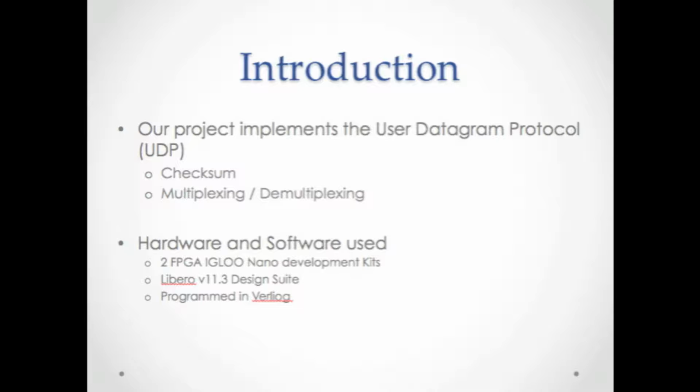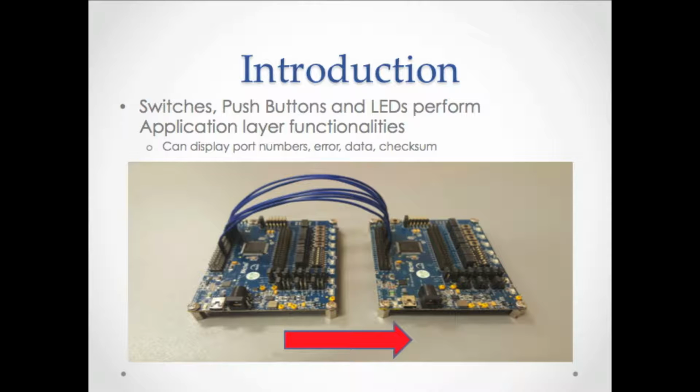We decided to use two of the Igloo Nano development kits, along with the Libero version 11.3 design suite. All of the programming was done in Verilog. The two boards that we used are shown here. One of them acts as a sender, while the other one receives the information. We use switches and push buttons to input the information, and we use LEDs to view various information such as port numbers, data, errors, or checksum.